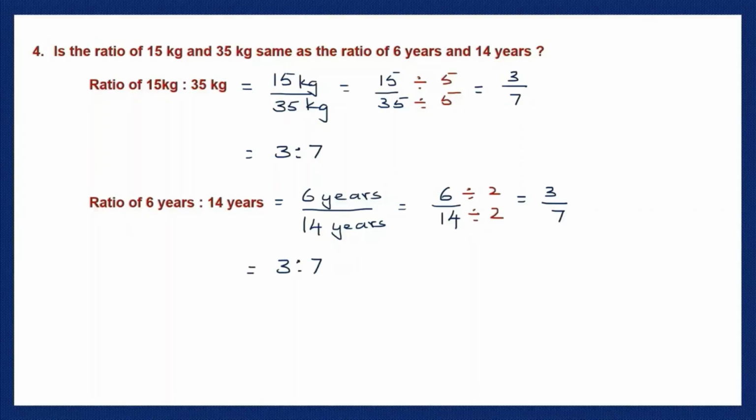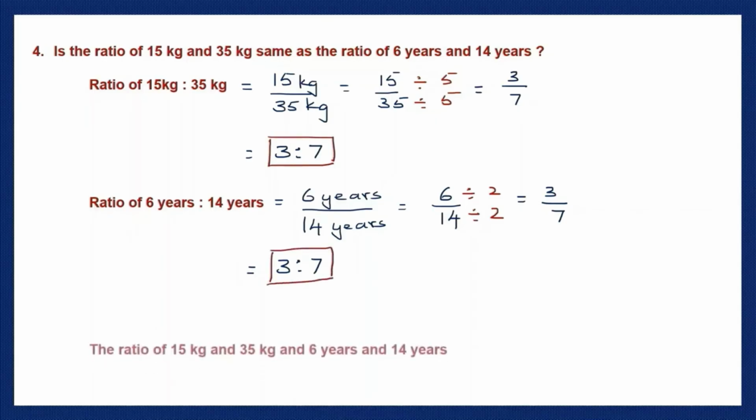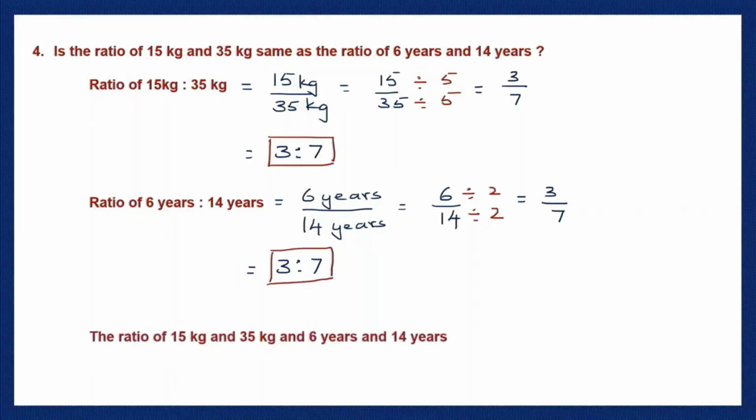The first one we got the ratio as 3:7, and the second ratio is also 3:7. So that means the ratio of 15 kgs and 35 kgs and 6 years and 14 years is the same. The question is, are they the same? Yes, they are the same. The answer is yes.